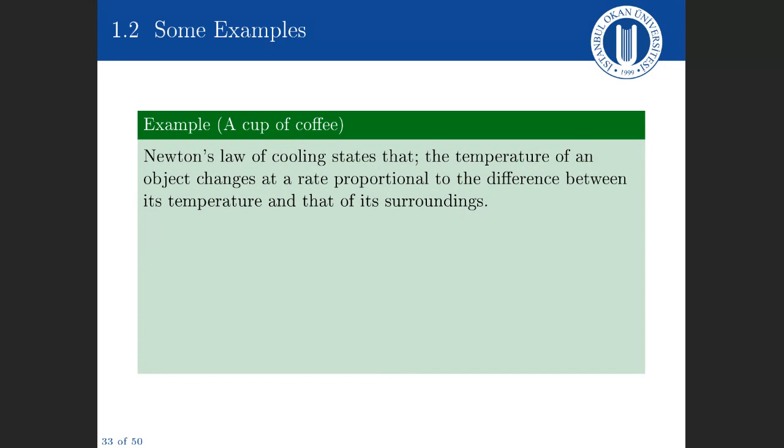Third and final example in this section. Let's talk about a cup of coffee. Newton's law of cooling states that the temperature of an object changes at a rate which is proportional to the difference between its temperature and that of its surroundings. The idea is if we have a hot cup of coffee, it will cool down quickly. If we have a cup of coffee which is only slightly warmer than the room that we're in, the coffee will cool down more slowly.